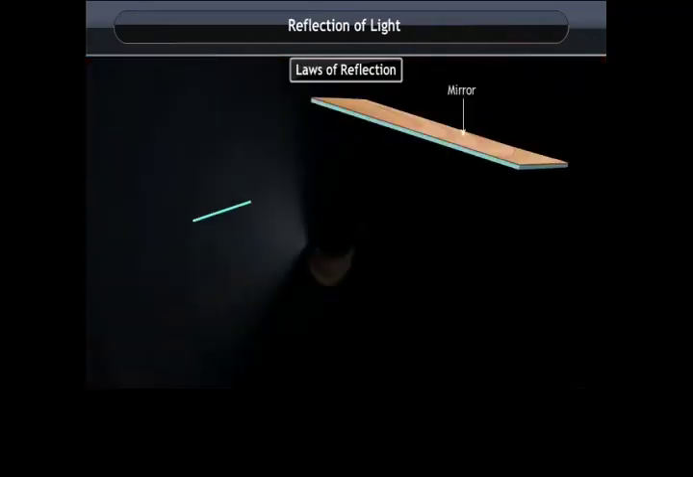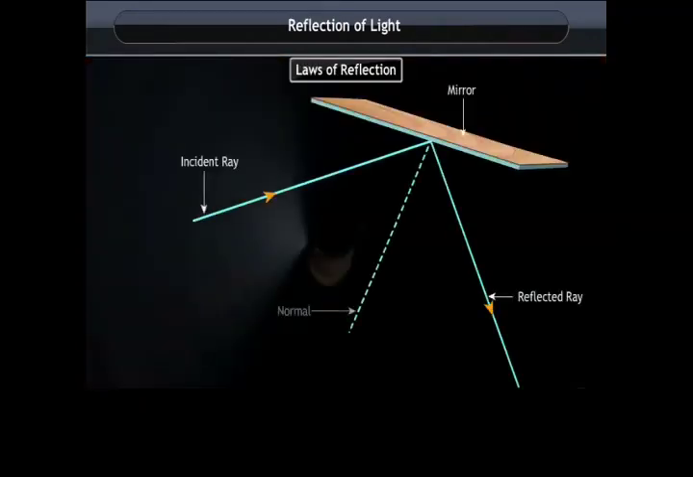Laws of reflection. The laws of reflection state that the angle of incidence is equal to the angle of reflection, and the incident ray, the normal to the mirror at the point of incidence, and the reflected ray all lie in the same plane.